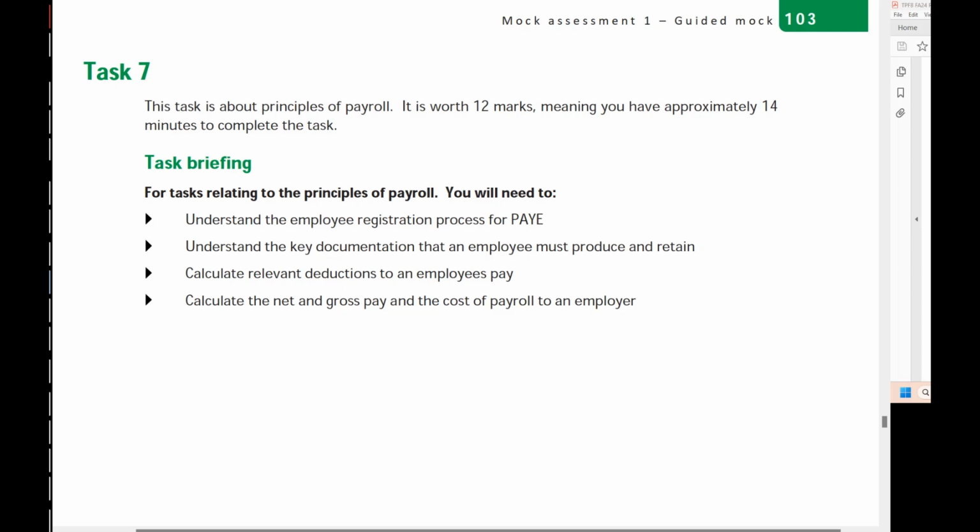Understand the documents that need to be produced. How often? What are they? What do we include on them? And how long do we have to keep them? We're going to talk about the relevant documents to an employee's pay.